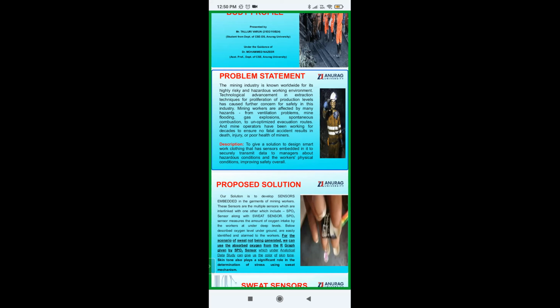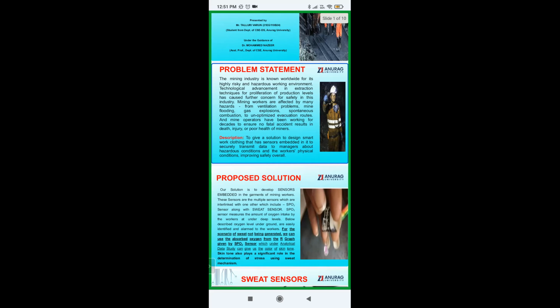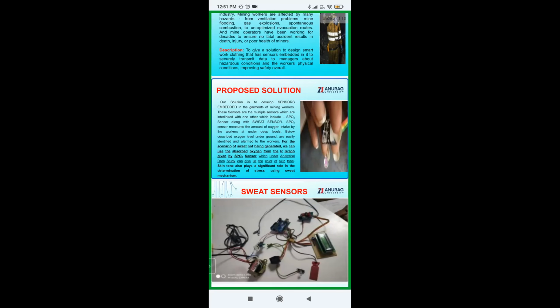For them, we have designed an effective accident prediction method. Our method can be applicable to all fields of people, even doctors and soldiers. Our proposed solution is to use sweat sensors instead of the normal EEG and ECG sensors which are available in the market. In the sweat sensor mechanism, we are going to embed these sweat sensors into the garments of mining workers, or of any people.